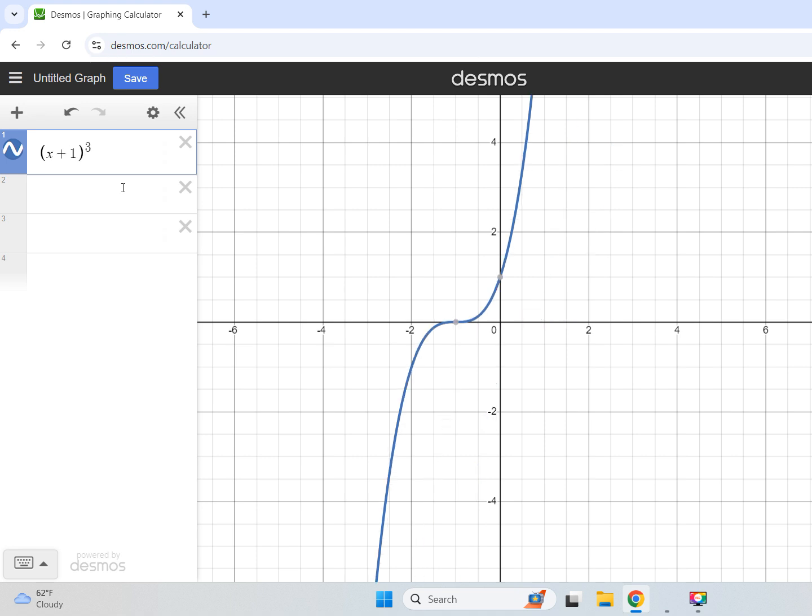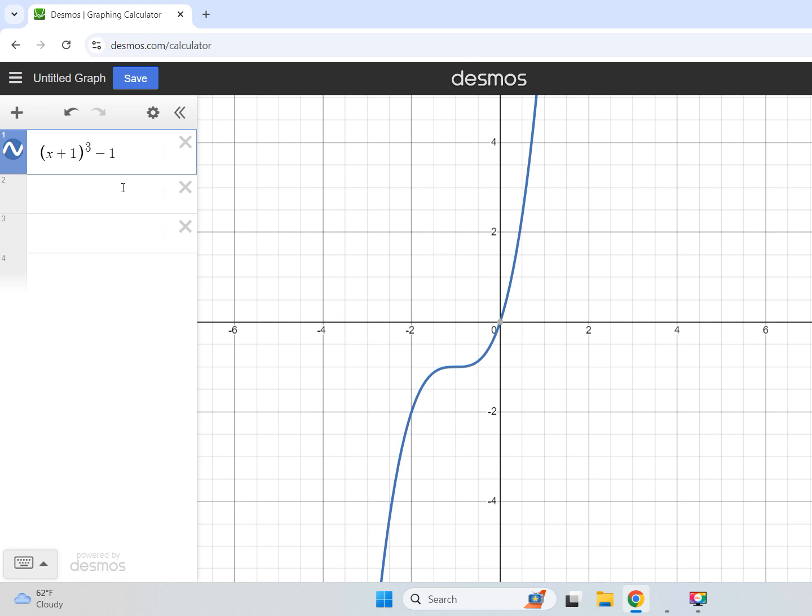Yep, that's going to give me a shift of 1 unit to the left. How about plus 1 within the function and minus 1 outside the function, outside the parentheses? Yes, that gives me a shift of 1 unit down. So here what we have then is a shift of 1 unit to the left and 1 unit down.